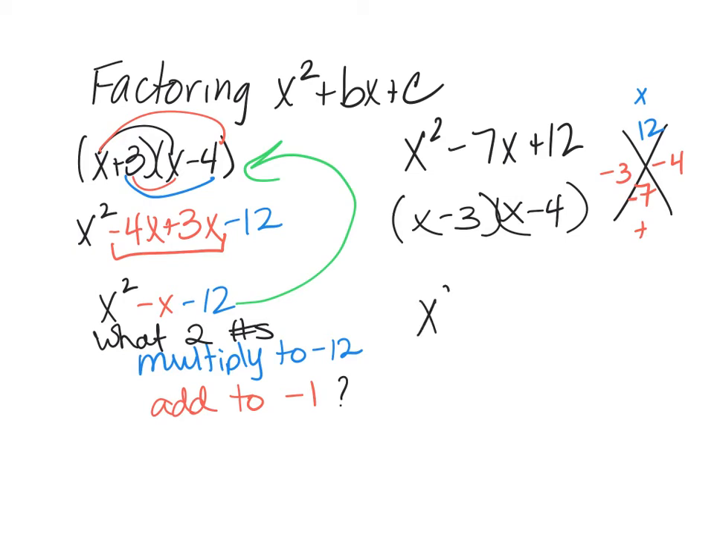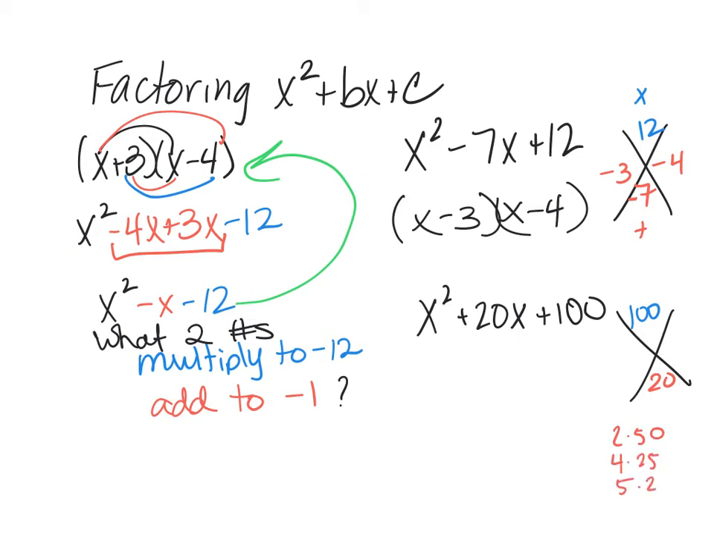Let's look at another one. x squared plus 20x plus 100. We want to know what two numbers multiply to 100 and add to 20. Think about the numbers that multiply to 100. 2 times 50, that's not going to work. 4 times 25, that's not going to work. 5 times 20, that's not going to work. 10 times 10 adds to 20 and multiplies to 100. So 10 and 10 are my two numbers, and my factors are x plus 10 times x plus 10.